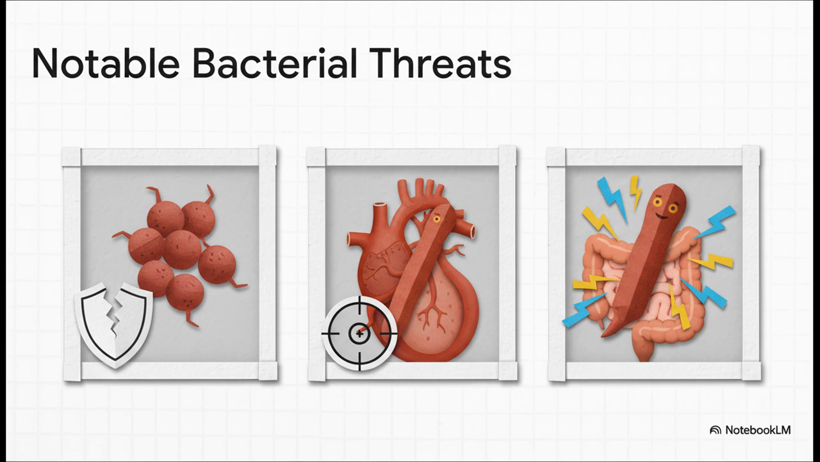And within this gallery, you've got some real A-list villains. Of course, there's MRSA, the superbug that's so hard to kill. Then you've got Salmonella, which for some reason just loves to attack the aorta, the biggest artery in your body. And then there's this one, Clostridium septicum. This one is a nightmare.